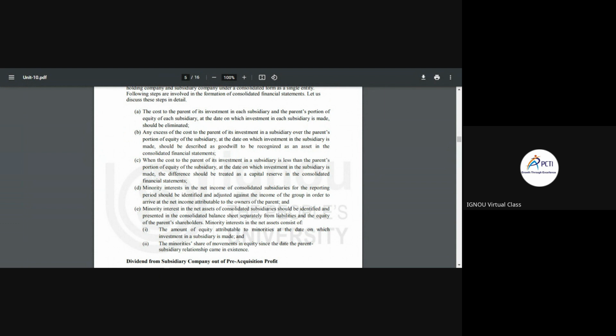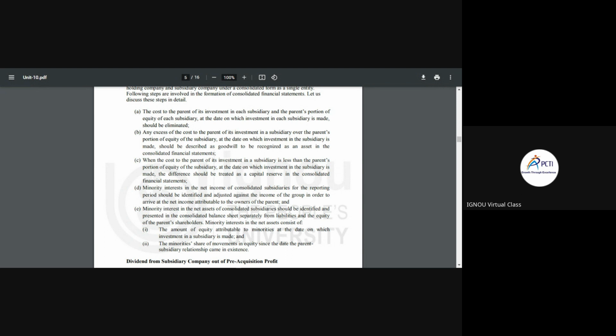Third, when the cost to the parent of its investment in a subsidiary is less than the parent's portion of equity of the subsidiary at the date on which the investment in the subsidiary is made, the difference should be treated as a capital reserve in the consolidated financial statement.